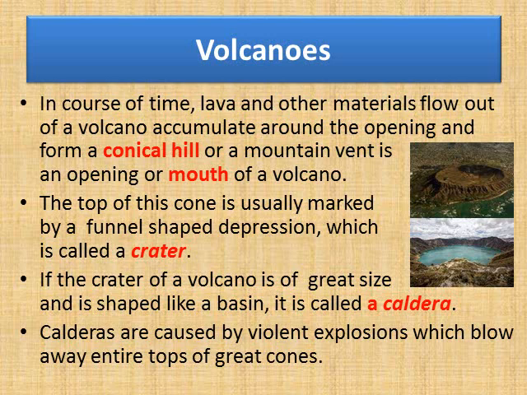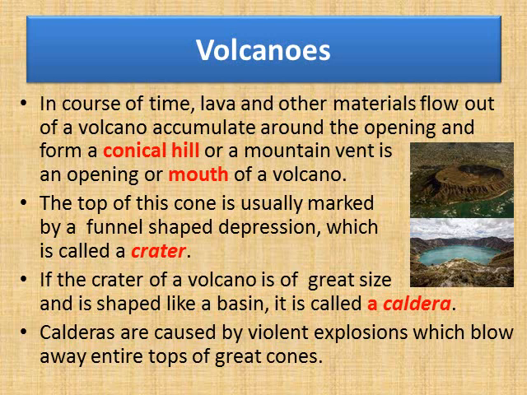If the crater of a volcano is of great size and the shape is like a basin, it is called a caldera. If it is funnel shaped, it is called a crater. If it is shaped like a basin, it is called a caldera. Now, children, craters are the vent after the eruption, and a caldera is formed underground with vertical walls when the magma chamber underground empties. So you can say the difference between crater and caldera is just the size.